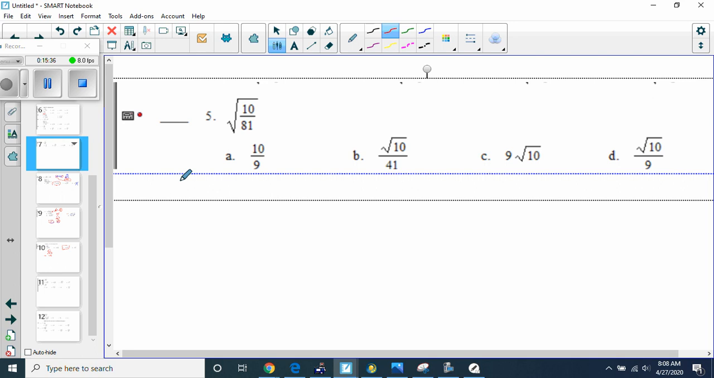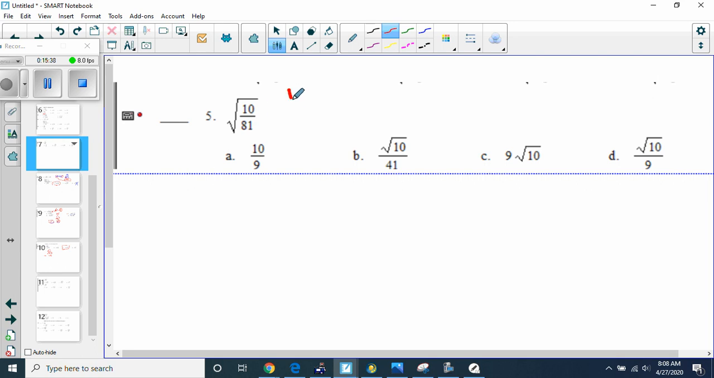Question 5, I'm going to just break this up into the square root of 10 over the square root of 81. And we know the square root of 81 is 9, so my answer is radical 10 over 9.